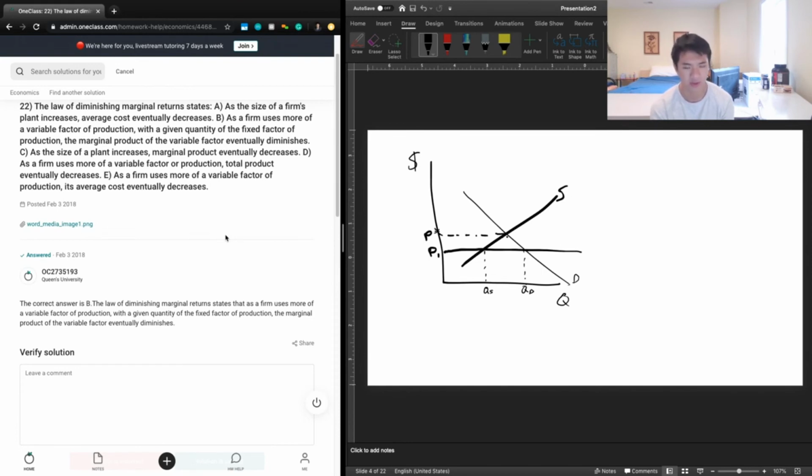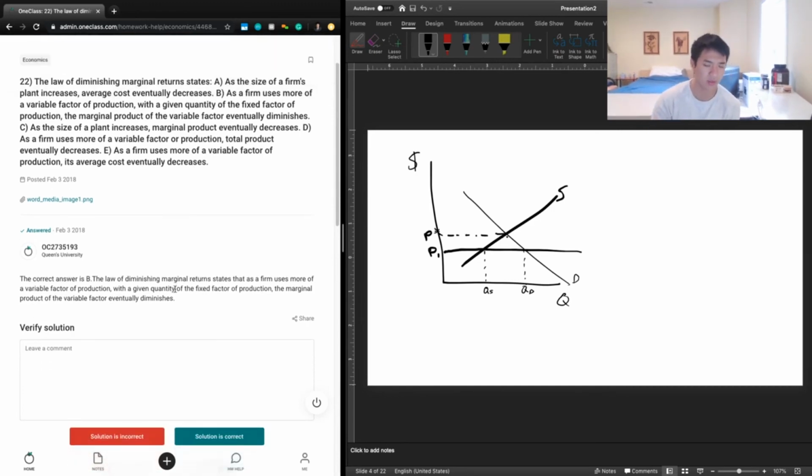The law of diminishing marginal return states as a firm uses more of a variable factor of production with a given quantity of the fixed factor of production, the marginal product of the variable factor eventually diminishes. And so let's take a look at the answer choice that the tutor provided. They also said the correct answer is B, basically restating the answer choice. And so again, this is correct.